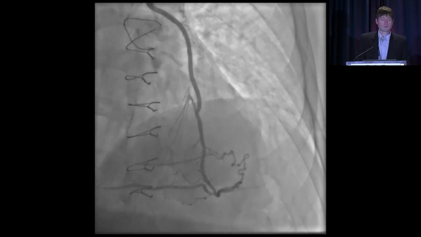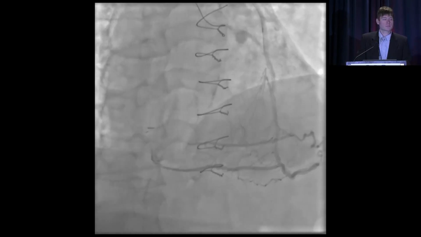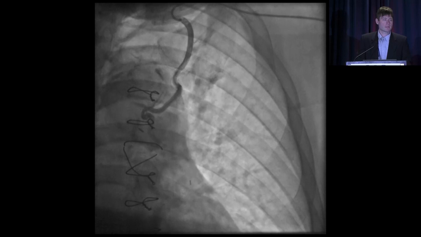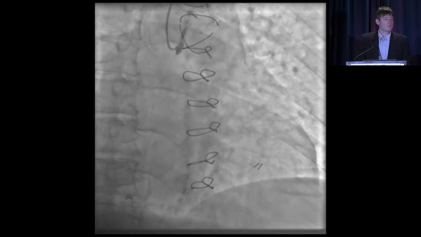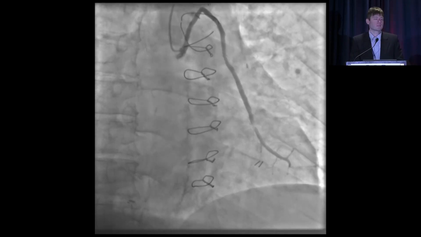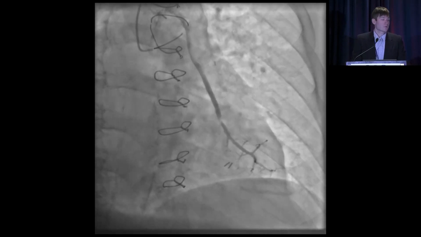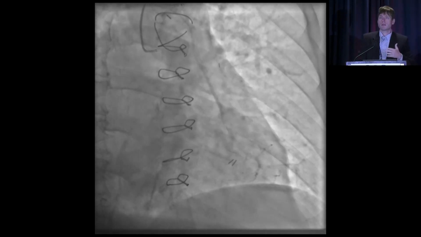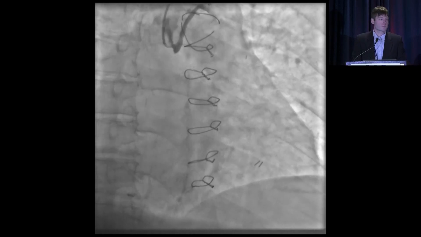So in this situation, looking in a more RAO projection allows us to see the septal collaterals, but also the body of the LAD and the IMA itself. And then more of an LAO projection would let us look at the anastomosis. Moving on, looking at grafts to the left system, you want to start again RAO, LAO. In this situation, a graft to a marginal branch.